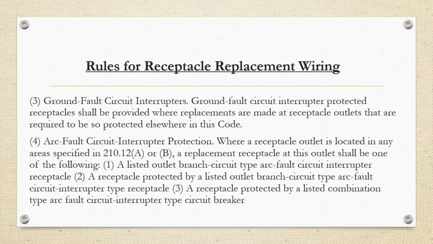3. Ground fault circuit interrupters. Ground fault circuit interrupter protected receptacles shall be provided where replacements are made at receptacle outlets that are required to be so protected elsewhere in this code.